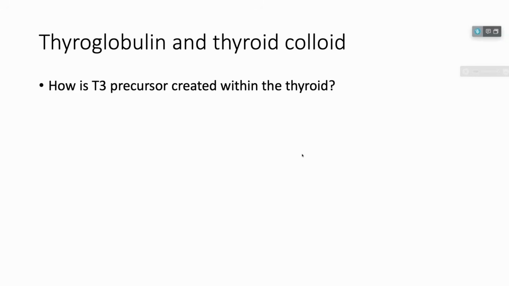And so if you're doing a T3, you have two tyrosine molecules, one with one iodine and one with two iodine. Boom! Exactly.